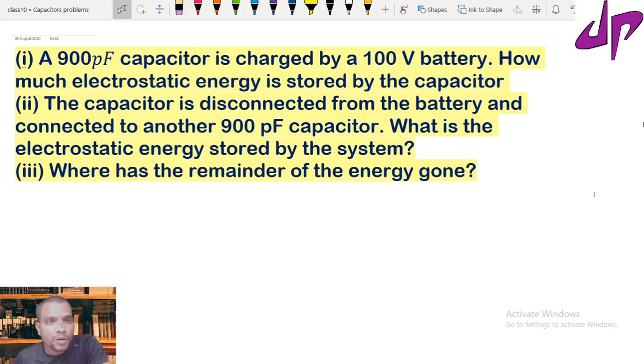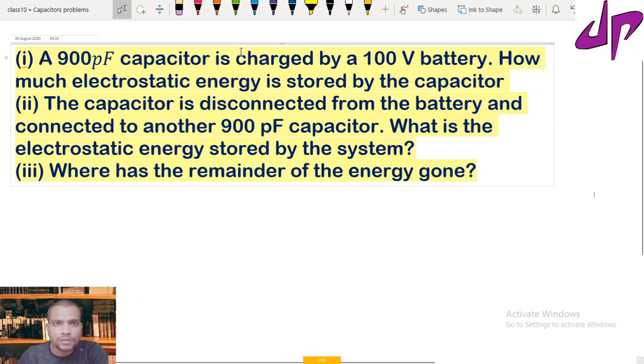A 900 picofarad capacitor is charged by a 100-volt battery. How much electrostatic energy is stored by the capacitor? And the capacitor is disconnected from the battery and connected to another 900 picofarad capacitor. What is the electrostatic energy stored by the system? Where has the remainder of the energy gone?